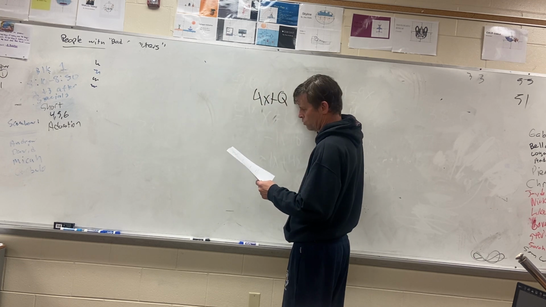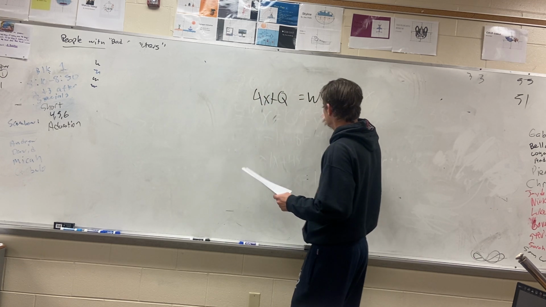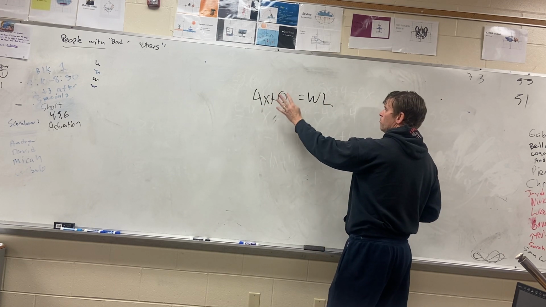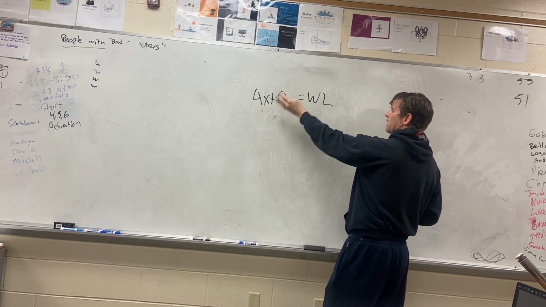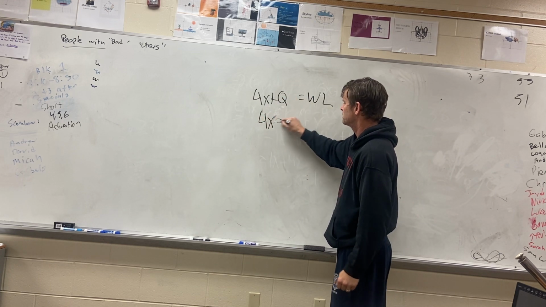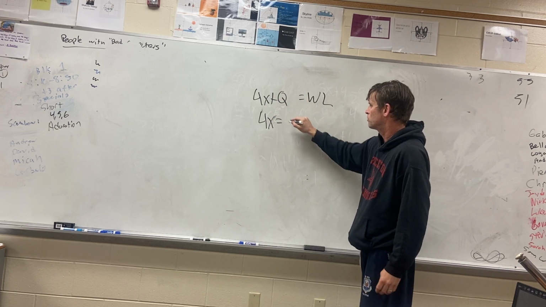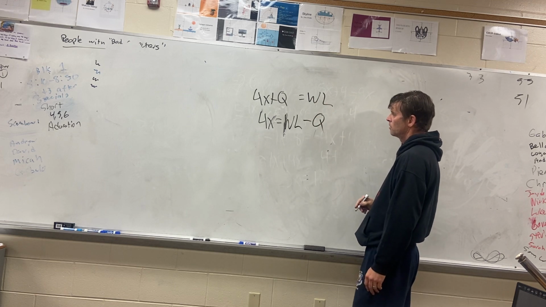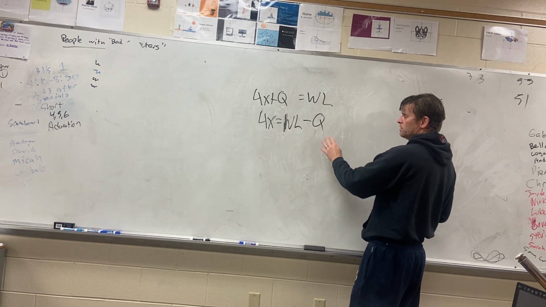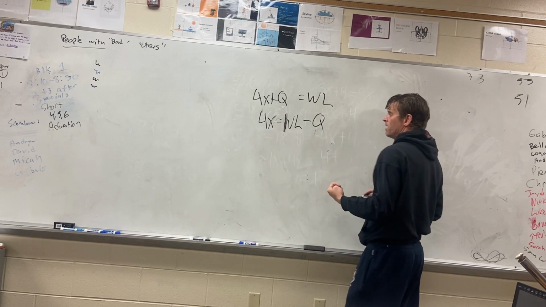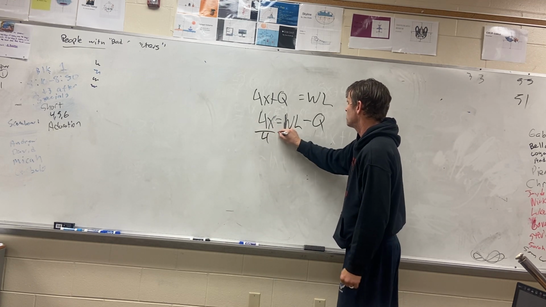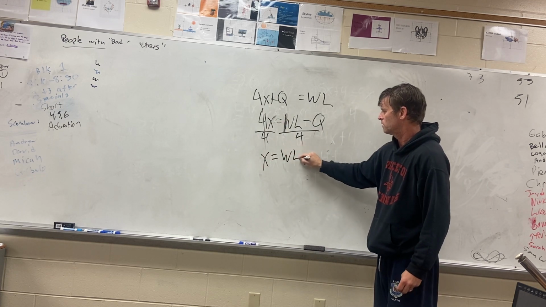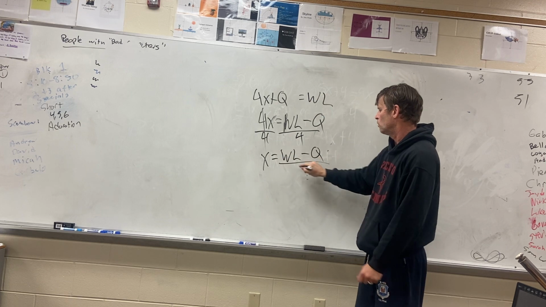Next one. 4x plus q equals WL. Once upon a time, there was an x. He was times by 4, plus q. We got to get rid of that guy. Leave the 4x. Fling the q, or subtract q, WL minus q, okay? Can't put those together. Once upon a time there was an x. He was multiplied by 4. So we divide by 4, divide by 4. The x is alone. The answer is WL minus q, all over 4.